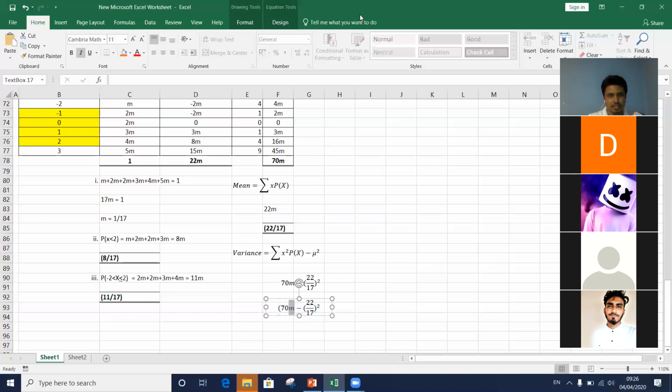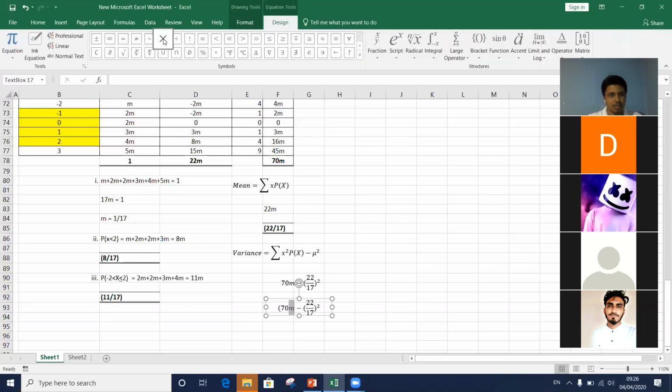This, right, this one needs to be multiplied by 1 over 70, that is the value of m.